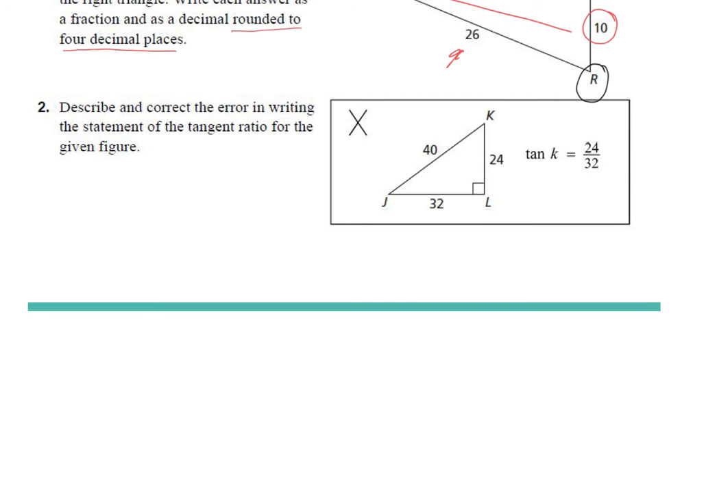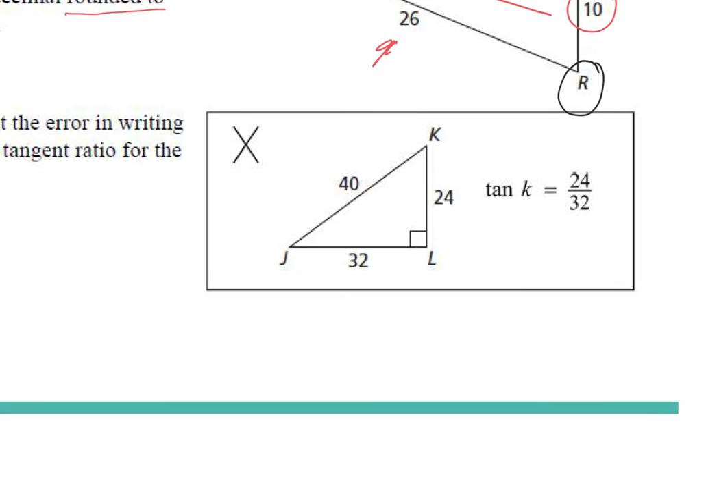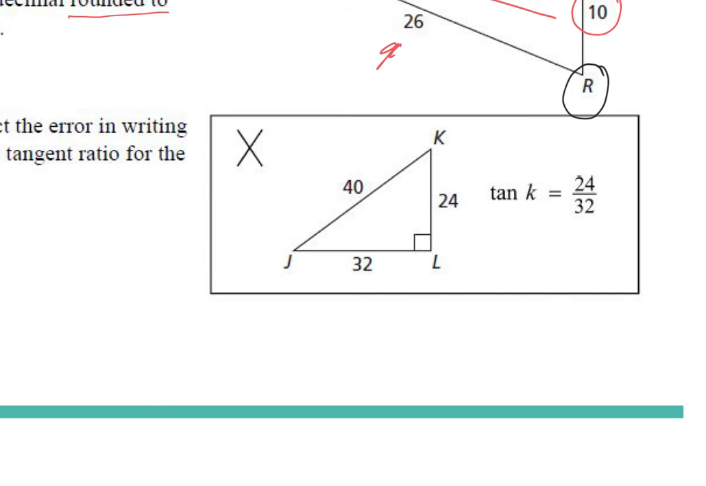Why is the tangent of K not equal to 24 over 32? Because it's in the wrong order. What order should it be in? 32 over 24. There we go, okay? K is right here, right? Opposite the K is the 32, so this one's our numerator, and this one needs to be our denominator. So this tangent of K is actually equal to 32 over 24. So the order of this was our error. This is how it's supposed to look.